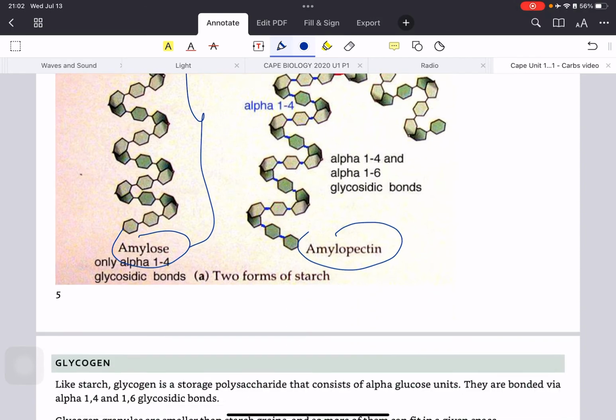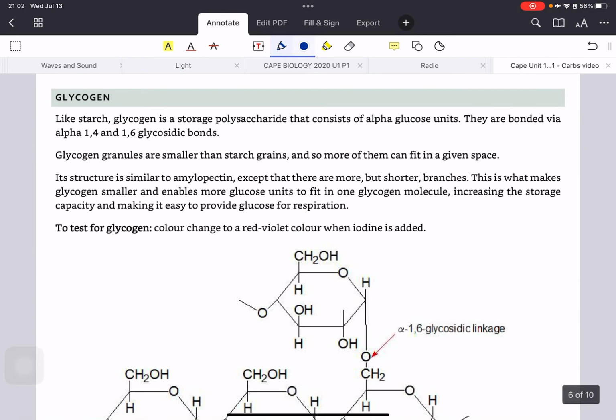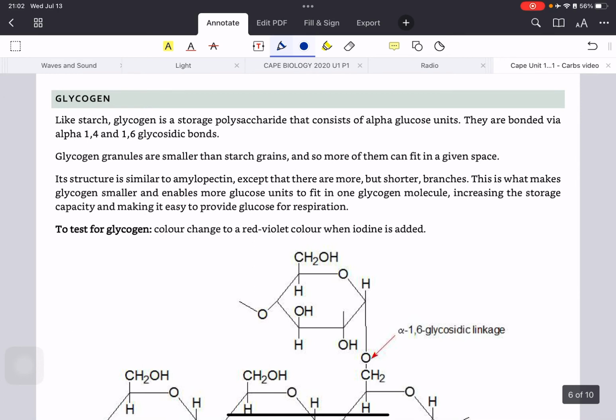Okay? All right. Now let's take a quick look at glycogen. So glycogen is another polysaccharide, right? So in glycogen, it's also made up of alpha 1,4 and 1,6 glycosidic bonds. And we have glycogen granules in the animal cells, right? So they're very similar to starch, except it's smaller, right?